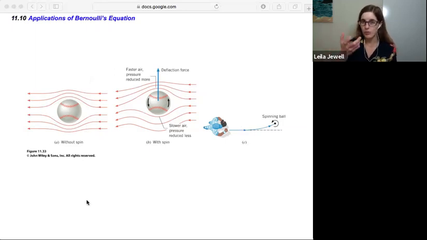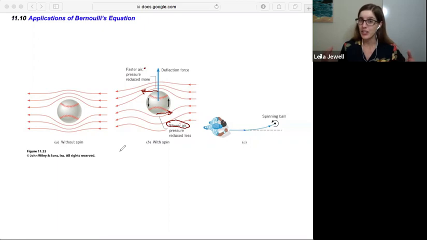Now, if you throw the ball with spin, so that the ball is spinning as it moves through the air, then you create a really interesting effect. Because at some points, the baseball is moving against the natural flow of the air, and so it actually slows the air down. At other points, it's moving in the same direction as the air, and so it helps speed the air up, so you get faster air on the other side of it.